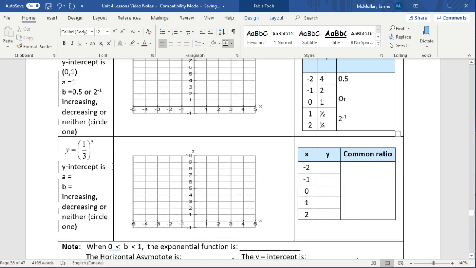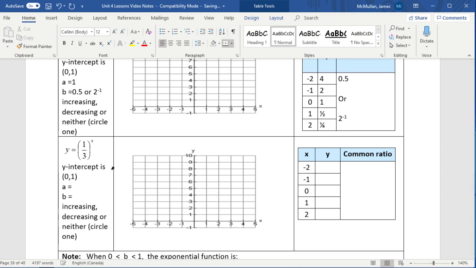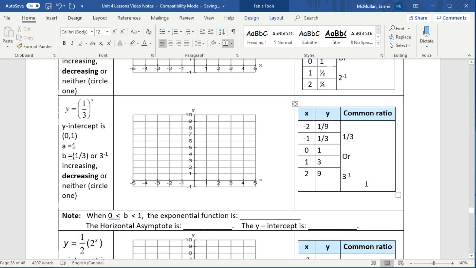Again, this one will work the same way. You have the intercept is 0, 1. The a value is 1. The b value is 1/3, or 3 to the negative 1. It is a decreasing function, as was the one above it. And the values are 1/9, 1/3, 1, 3, and 9. The common ratio is 1/3, or another way of saying 1/3 is 3 to the power of negative 1.